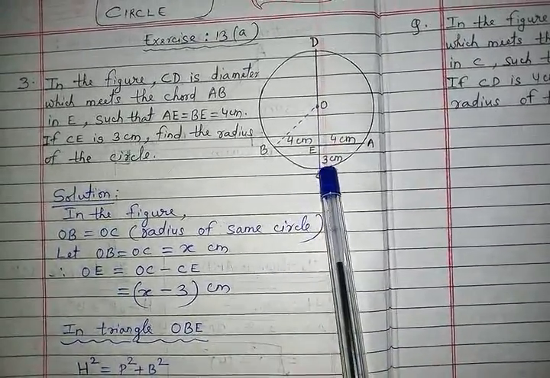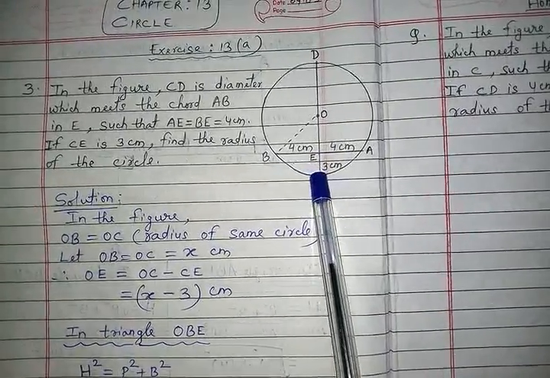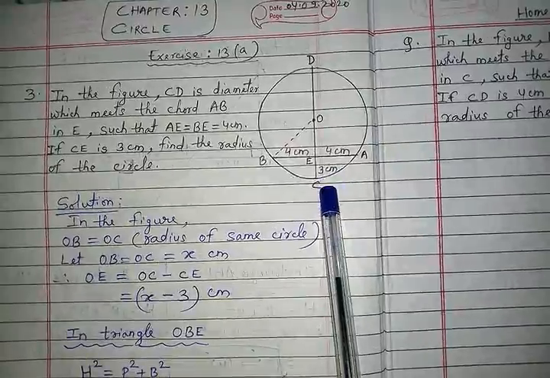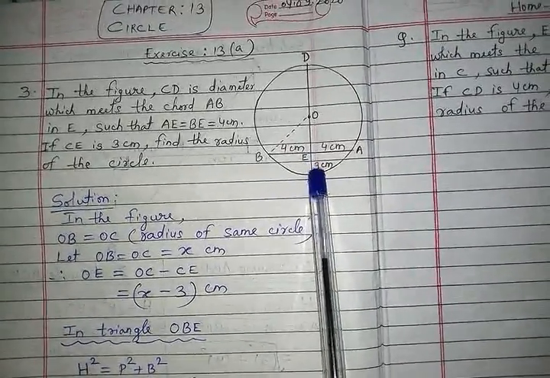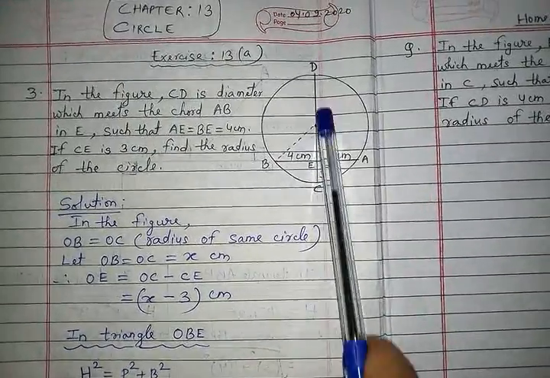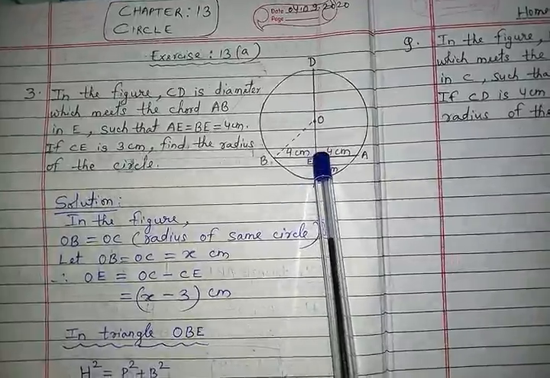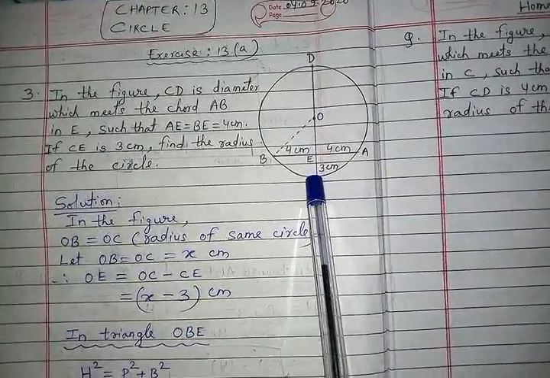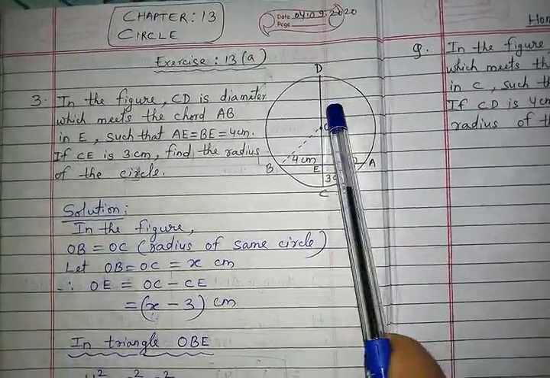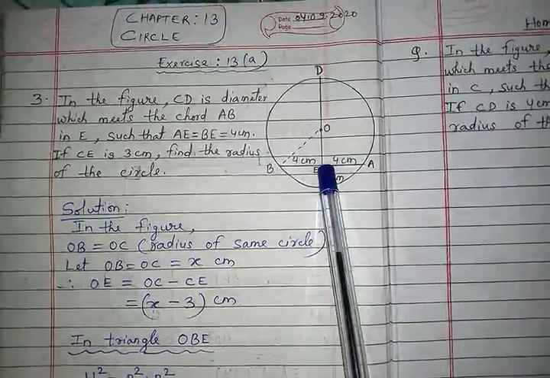So now you know OC is X, and EC is 3 centimeter. So when EC or CE is 3 centimeter, then our OE will be X minus 3, because everything is X and the down part is 3. So everything minus this lower part will give OE. So we can say OE is OC minus EC or CE.